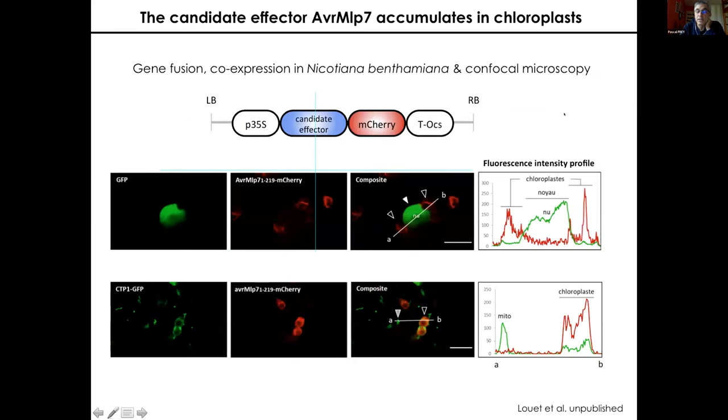And then in a second part of her thesis, Clémentine Louet tried to find the subcellular localization of the effector. So she used gene fusions with mCherry fluorochrome. And she found out that the candidate avirulence effector accumulates in chloroplasts here in red, compared to GFP, which accumulates in the nucleus. And here you have the chloroplast, and here also in the chloroplast, compared with the fusion CTP1, which is addressed to the chloroplast and the mitochondria, with GFP, which gives a dual color in the chloroplast, but only the green one in the mitochondria.